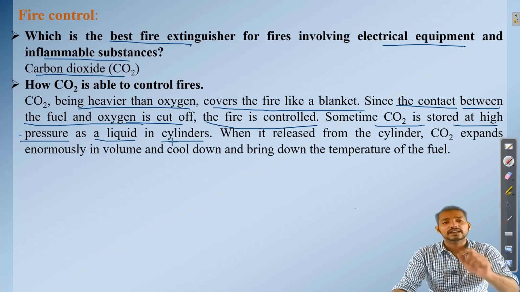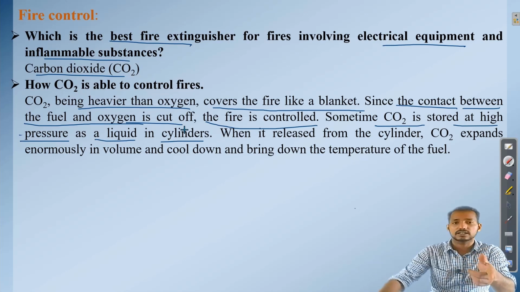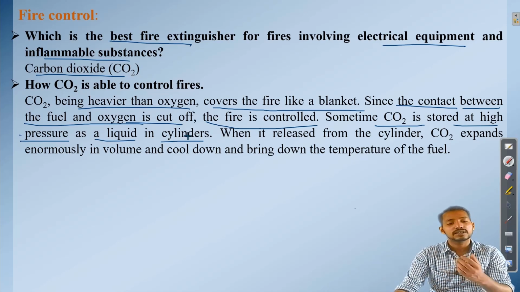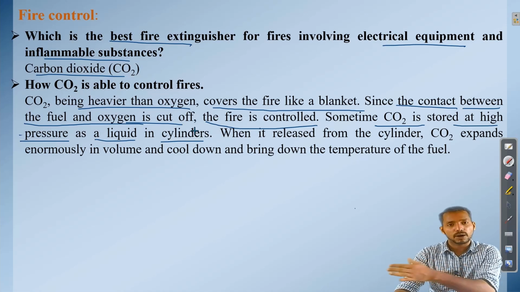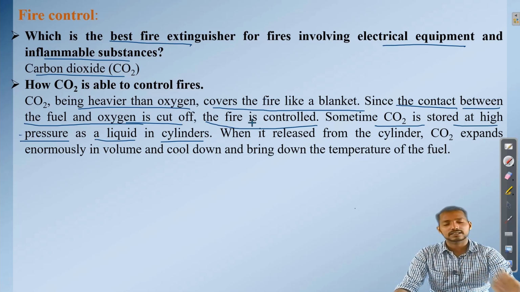I already told you, like in the case of LPG, liquefied petroleum gas is stored as a liquid by applying high pressure in a cylinder. Similarly, carbon dioxide is also sometimes stored as a liquid in the cylinder. Sometimes powdered agents are also used. Different types of fire extinguishers are available nowadays, so I'm taking one example only.